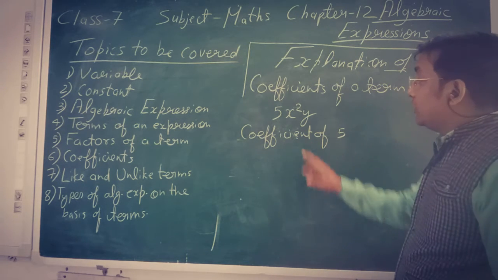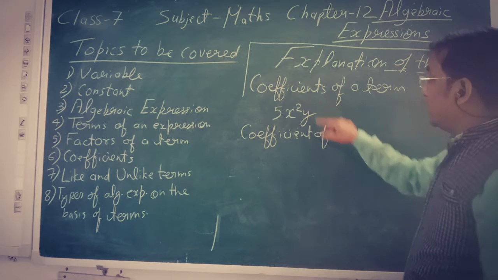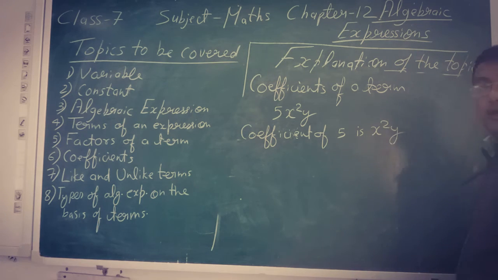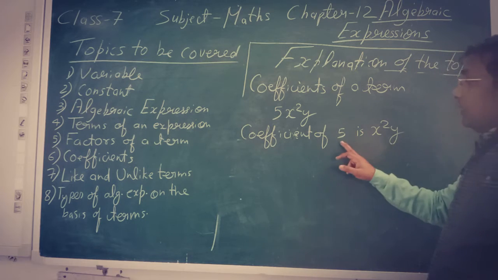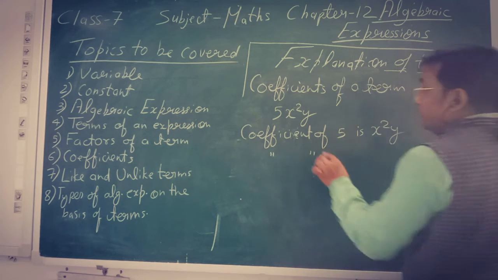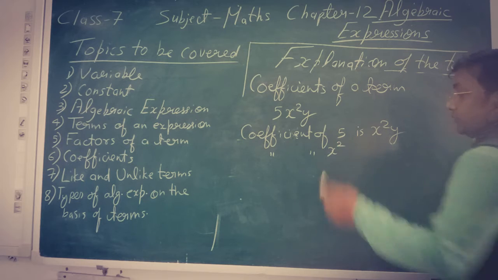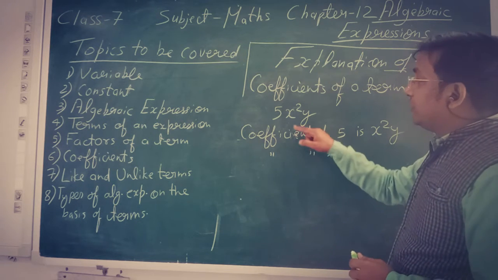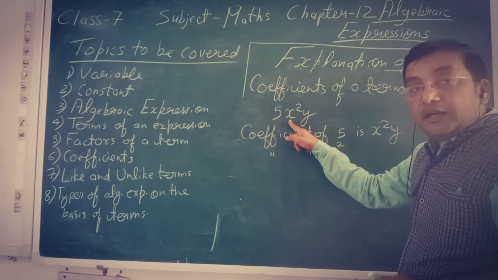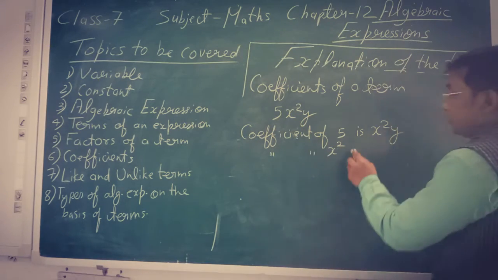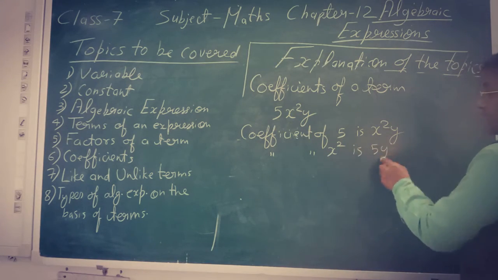Coefficient of 5 is what? The remaining part, that is x square y. Okay? We can also say the coefficient of x square. If I have to find out the coefficient of x square, what is it? The part which is left, 5 and y. So this will be 5 and y.